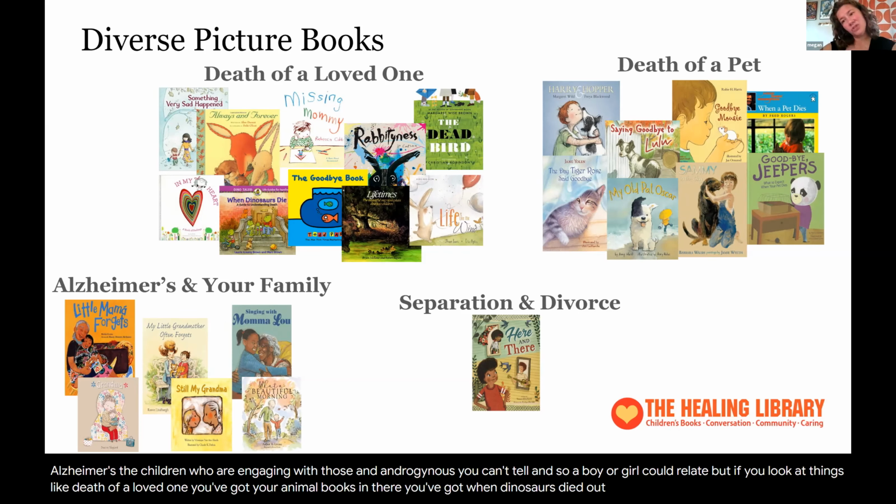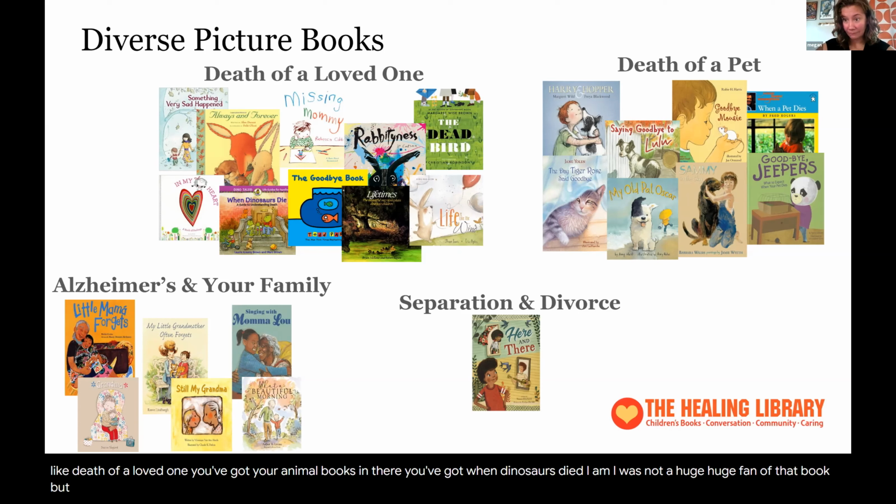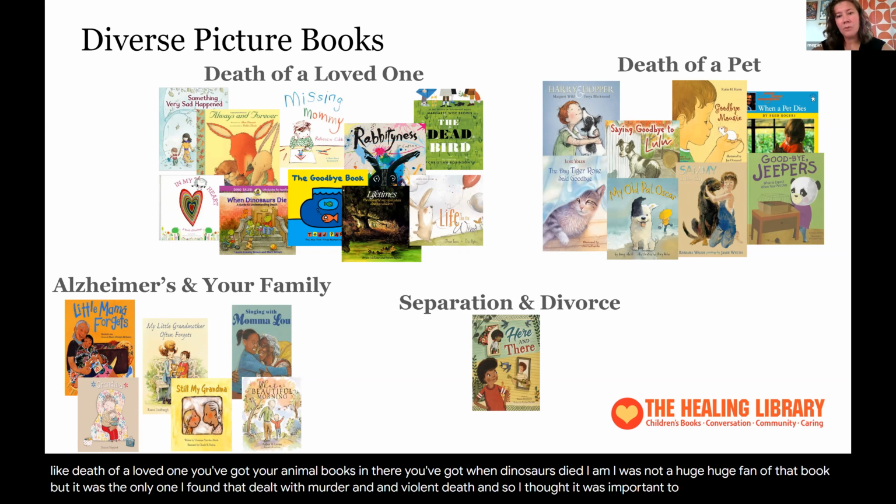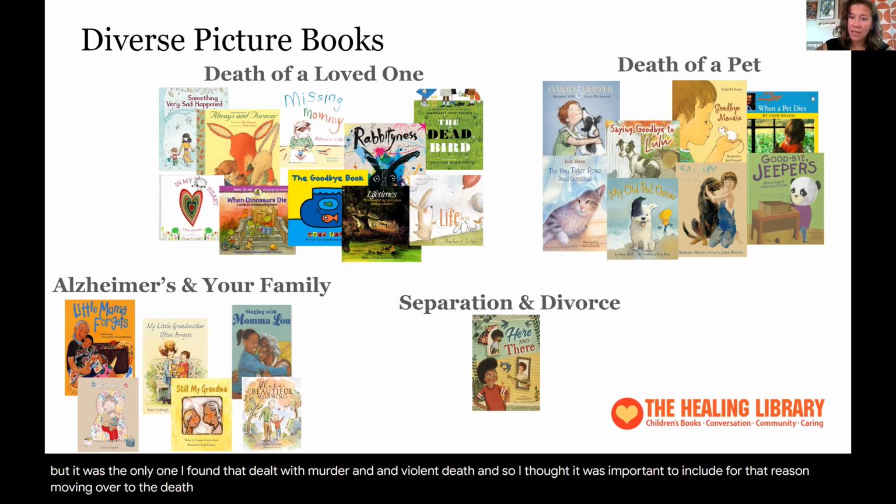I was not a huge fan of that book, but it was the only one I found that dealt with murder and violent death. And so I thought it was important to include for that reason. Moving over to the death of a pet, you'll see we've got dogs, cats, and pocket pets. Again, no lizards. I didn't find any great bird or horse books, so if you have any suggestions, I'm always looking for those.